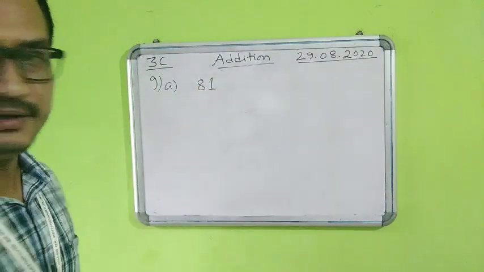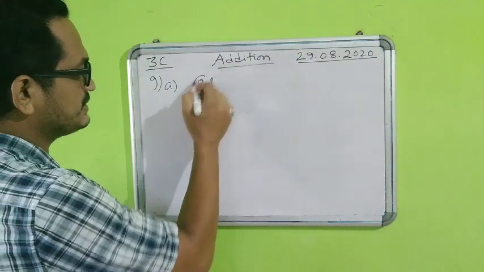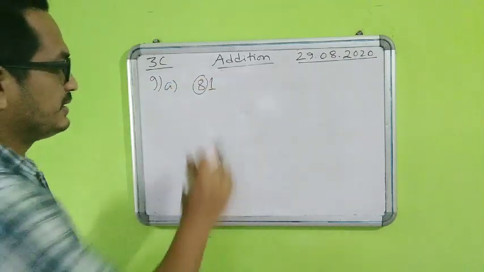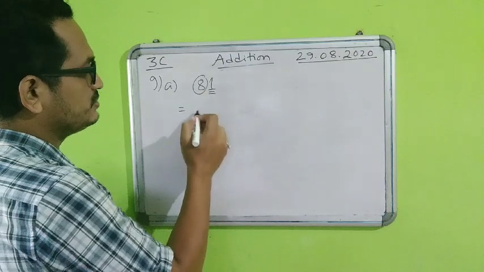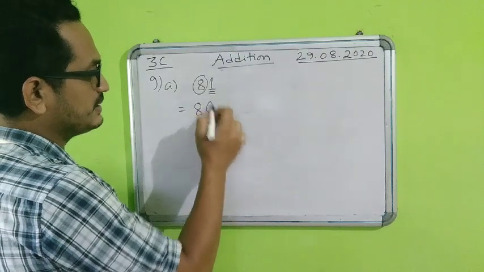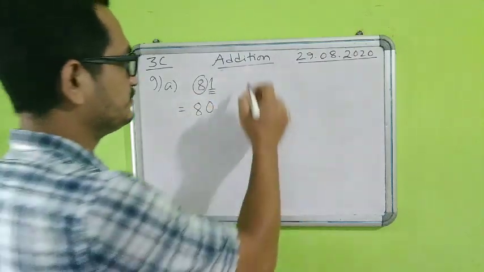Now suppose 81, if we round off, what is the tens place here? Tens place is 8. On the right hand side, what is there? 1. 1 is smaller than 5. So there will be no changes. So 8 will remain as 8 and 1 will be 0.